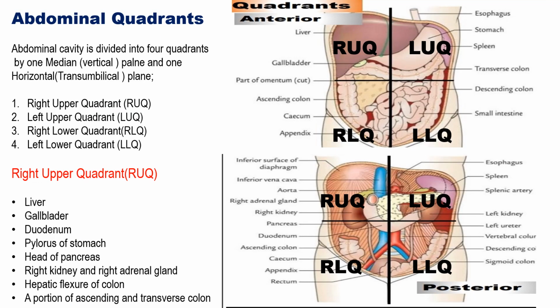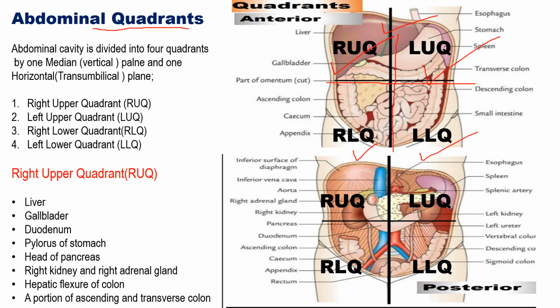Now we are going to discuss about abdominal quadrants. Abdominal cavity is divided into 4 quadrants by one vertical plane, that is median plane, and one horizontal plane, that is transumbilical plane. These quadrants are right upper quadrant, left upper quadrant, right lower quadrant, and left lower quadrant.